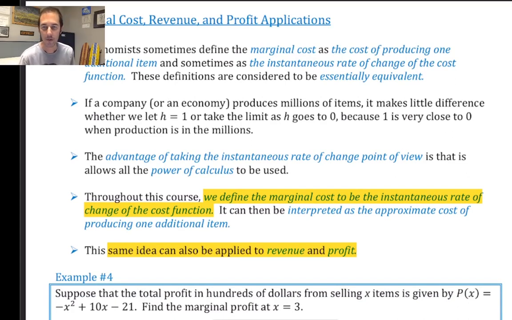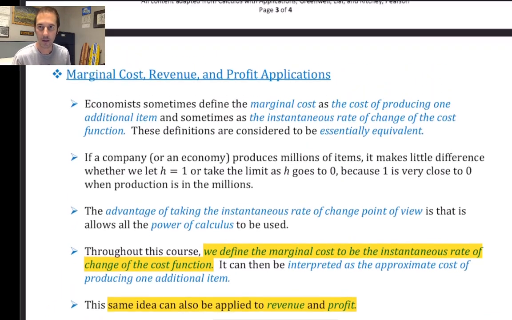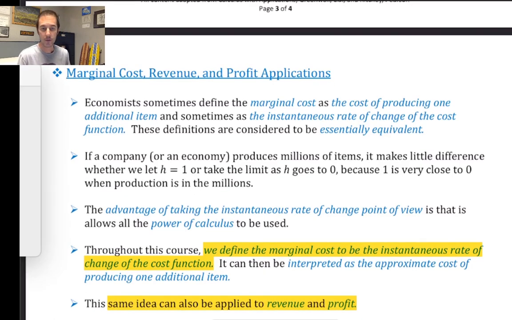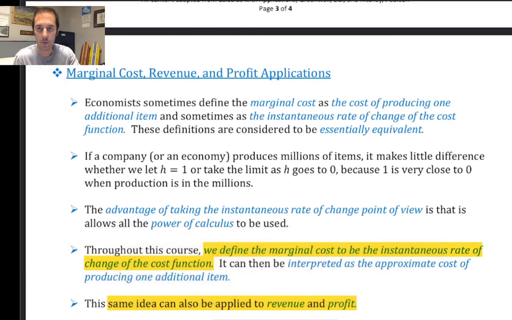Alright, after a quick pause, let's move into this, I think this last little subsection. Yep, we're on the last page where we're talking about marginal cost, revenue, and profit applications. So we're getting into some word problems now, and you should read through this. This is good information, but the thing that I wanted to, or the couple of things that I really wanted to point out were what I have already highlighted here for you, and that's that marginal cost is essentially synonymous with the instantaneous rate of change of the cost function.